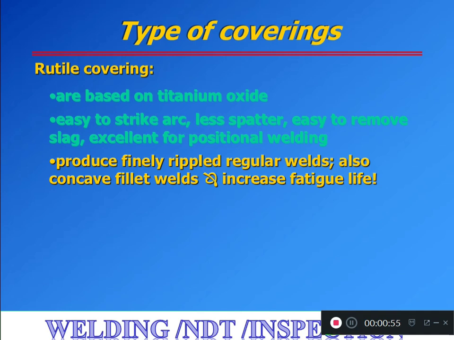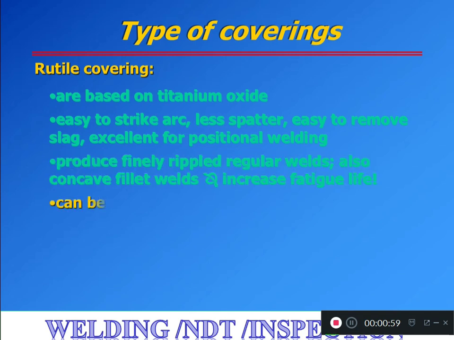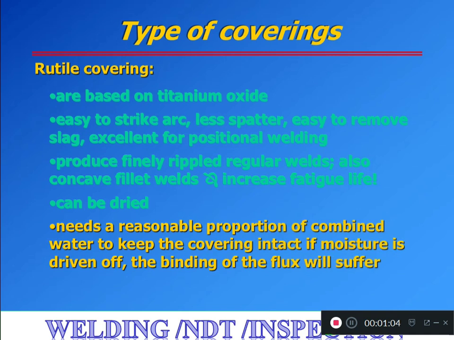Produces finely rippled regular welds, also concave fillet welds, which increase fatigue life. So the welding quality is very good. Concave fillet weld means the fatigue life will increase. Can be dried, it can be dried.